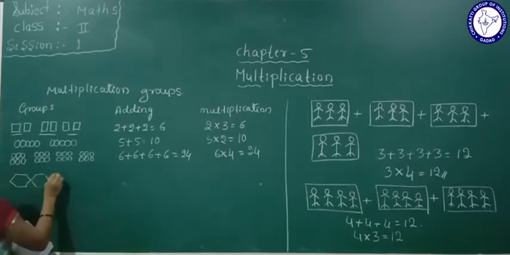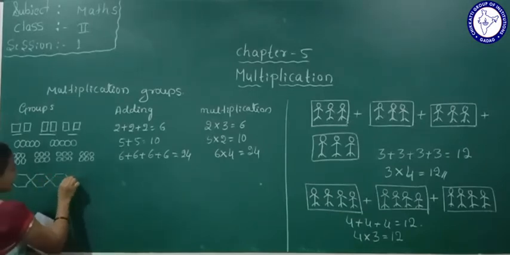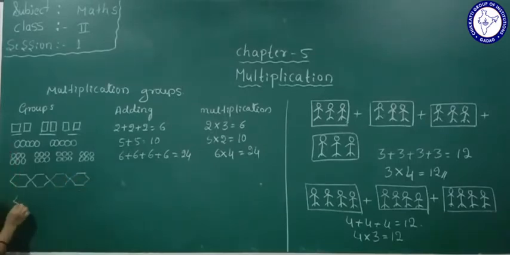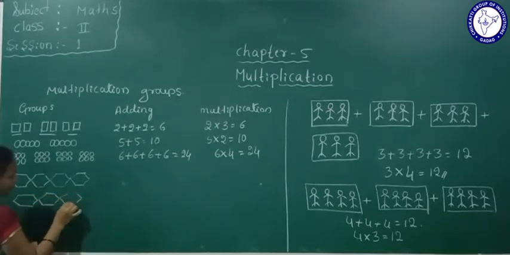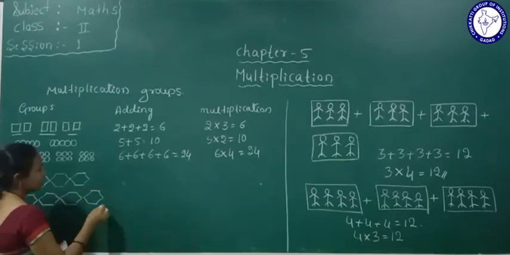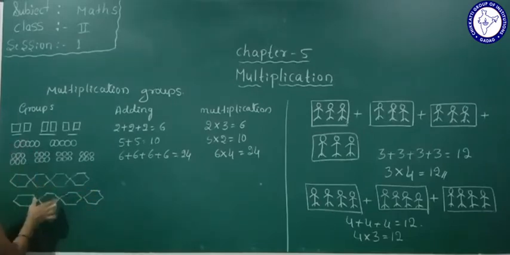1, 2, 3, 4 in one group. Here also 1, 2, 3, 4. Here see students, 4 rectangles in one group.